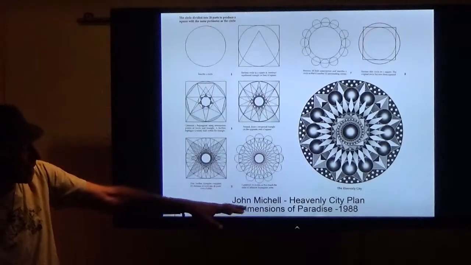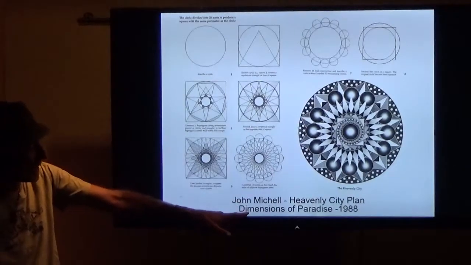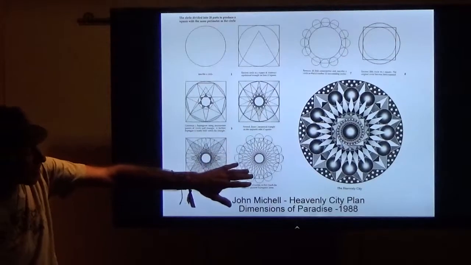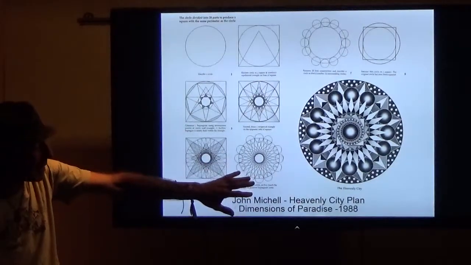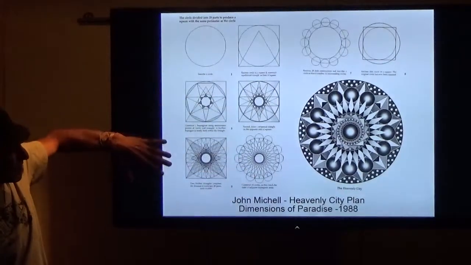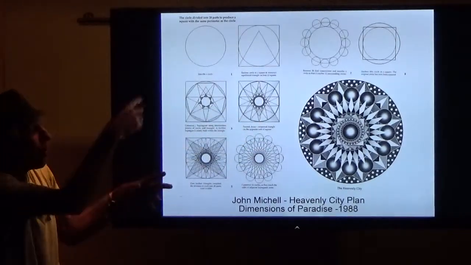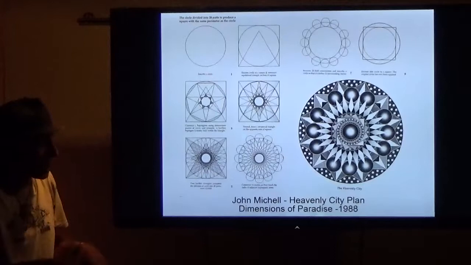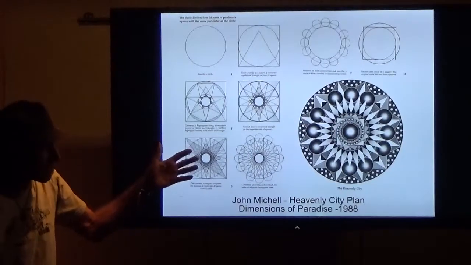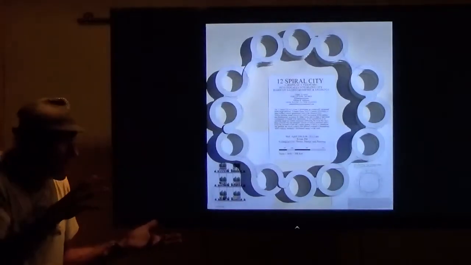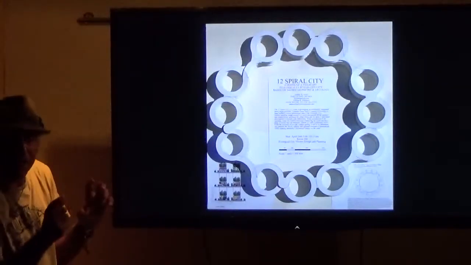In this second book of his, in 1988 he wrote The Dimensions of Paradise, where he shows this thing called the Heavenly City Plan. And it's a very interesting way of generating it, but in the end, you have 12 circles all around a central circle. So using this sacred geometrical diagram of the Heavenly City Plan, I incorporated it with the concept of archaeology and also the numbers.